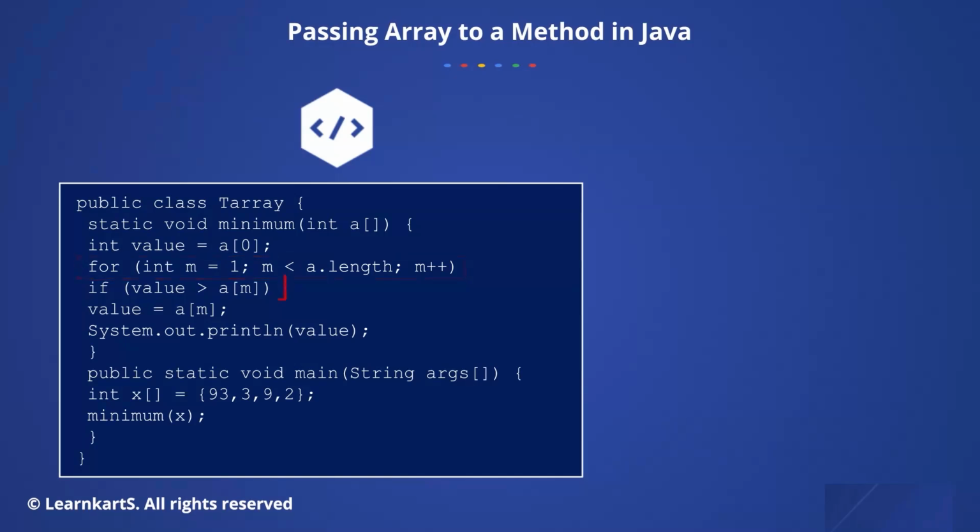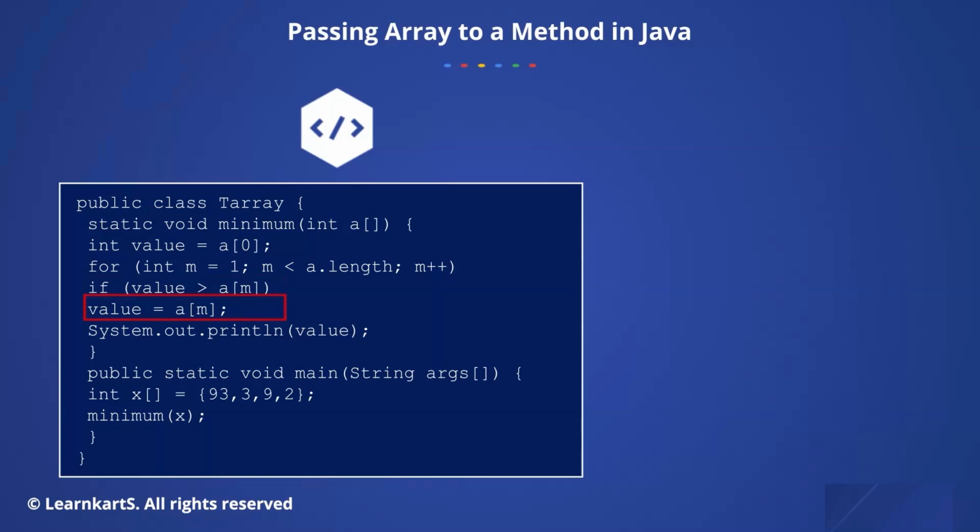First it will check if value is greater than a[m], where m is 1. So it is checking if a[0] is greater than a[1]. Is it? Yes, it is. If value is greater than a[m], what will get stored? It is checking whether 93 is greater than 3. That's true.